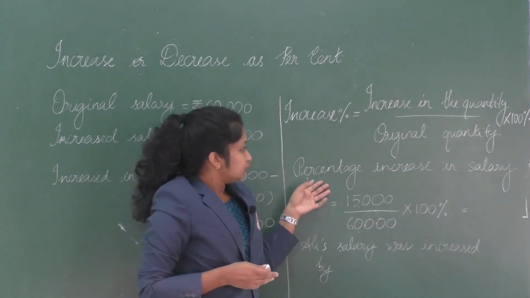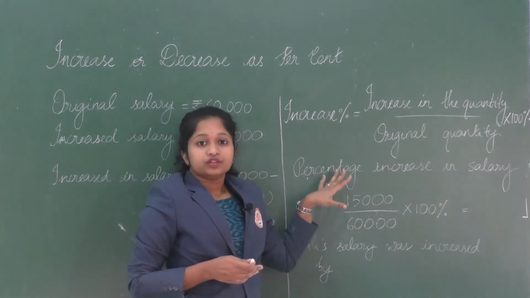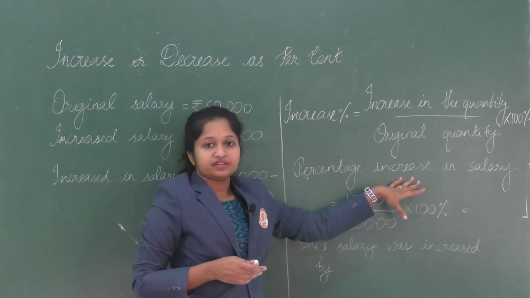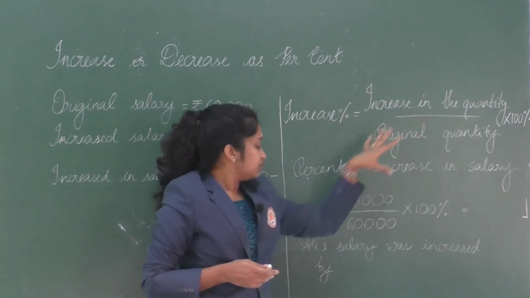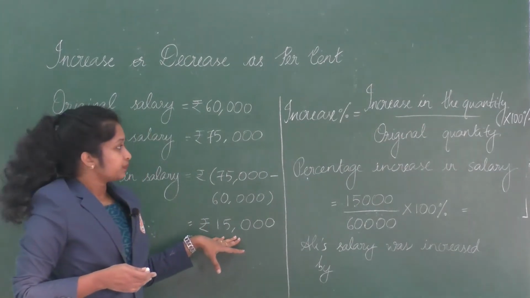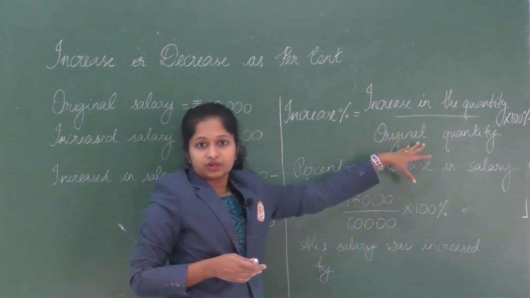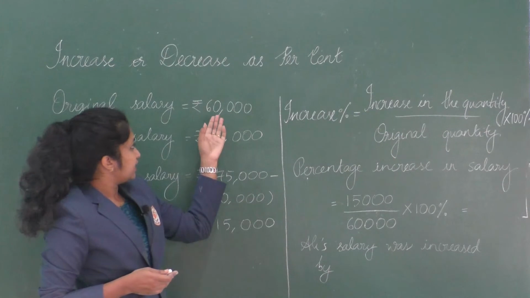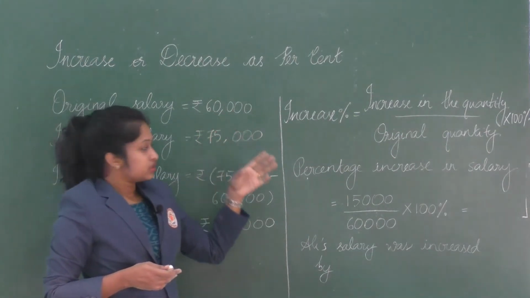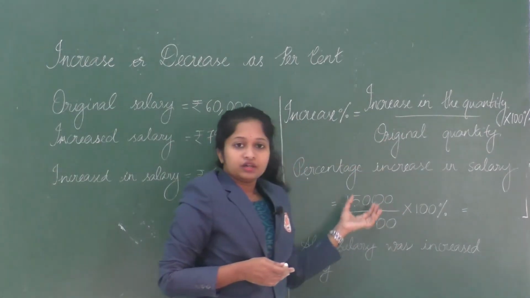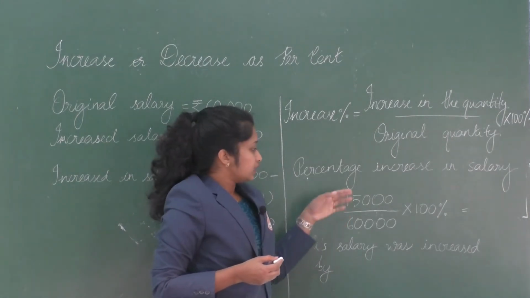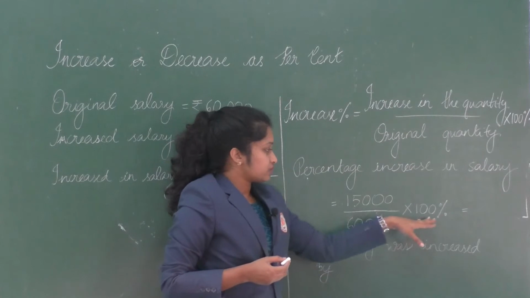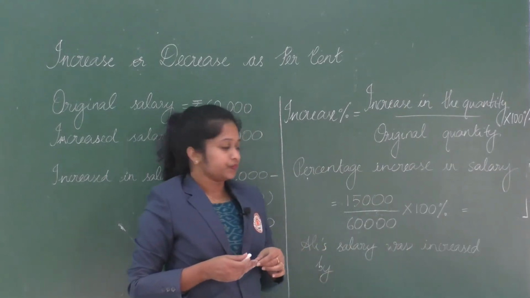Okay, now to find the percentage increase in salary, we have the increase in the quantity, that is 15,000. The original quantity, that is the original salary, is 60,000. So write all the values in the specific places: 15,000 by 60,000 into 100%.